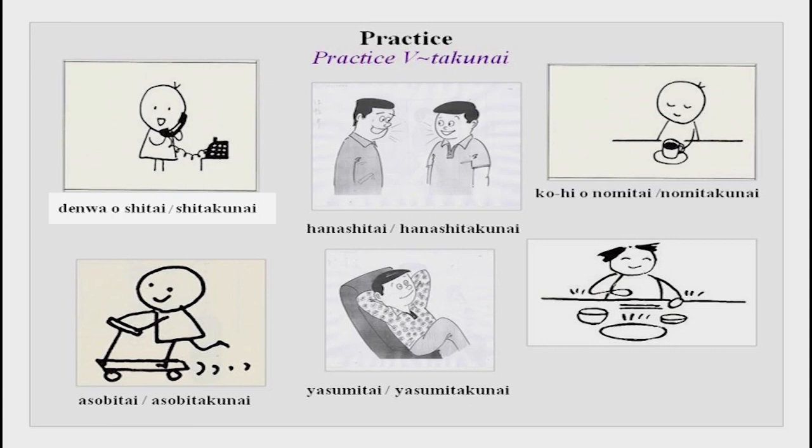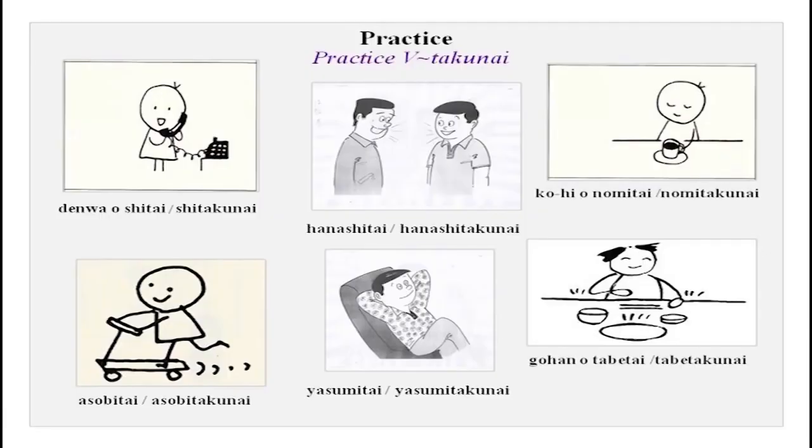Tabetai, tabemasu, and gohan o tabetai or tabetaku nai, whichever way you want to take. So, you can practice like this all other verbs with or without pictures. You can practice saying whatever the verb in tai form and in takunai form with your partner. You could ask asobitai desu ka? Iie, ima asobitaku nai. Or ima isogashii kara asobitaku nai.